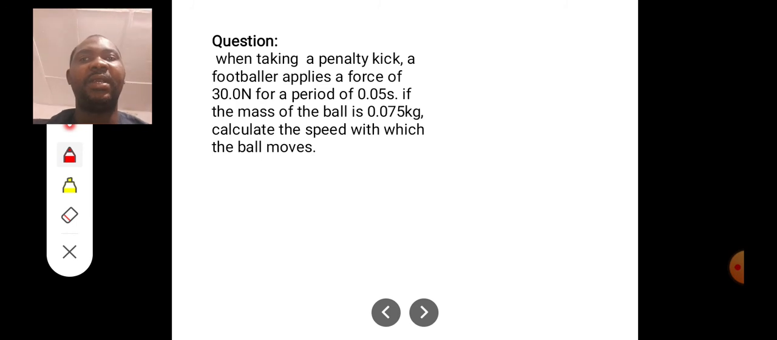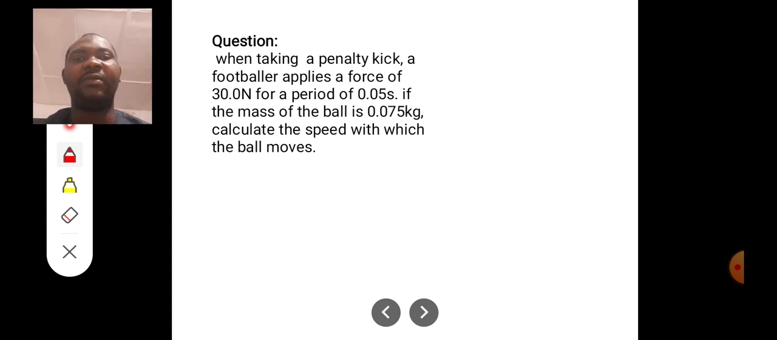Now, when taking a penalty kick, a footballer applies a force of 30.0 newtons for a period of 0.05 seconds. If the mass of the ball is 0.075 kilogram, calculate the speed with which the ball moves. Anytime you see a question that has to do with impact, two things colliding or something hitting something, like here in this case a penalty kick, impulse and momentum should come to your mind.